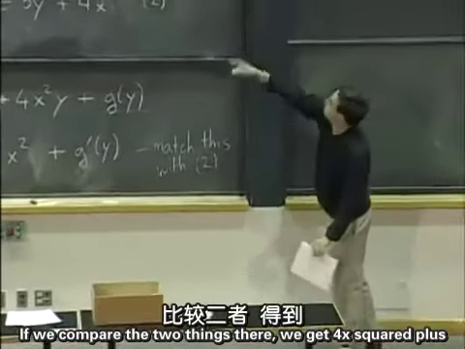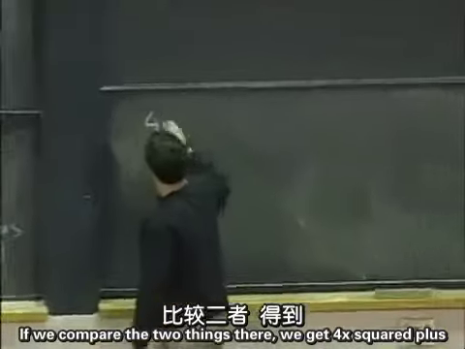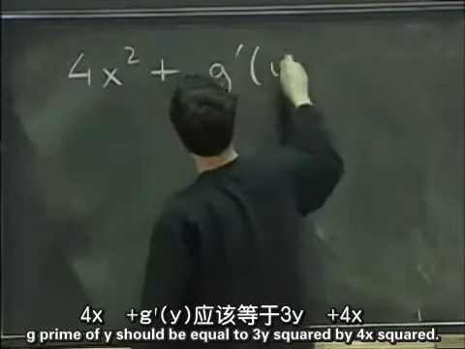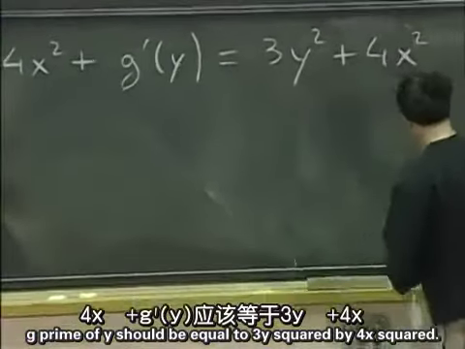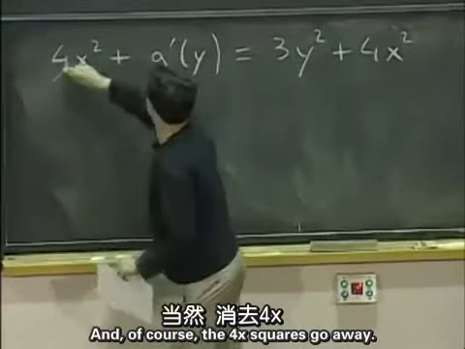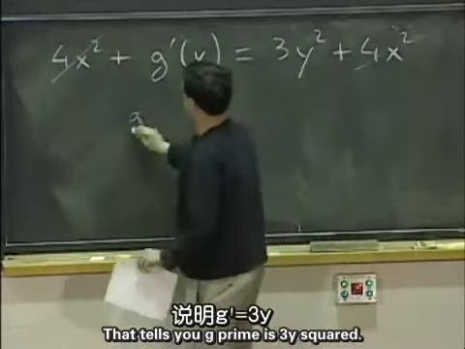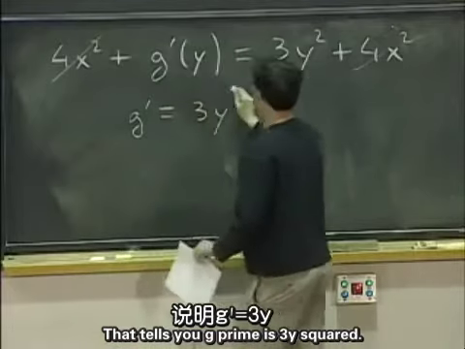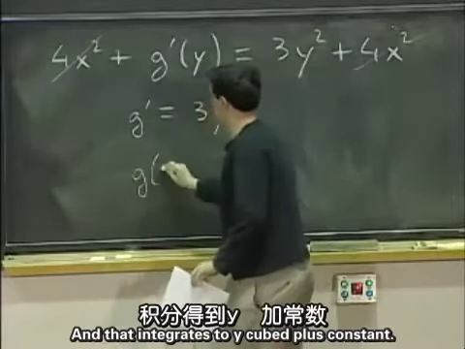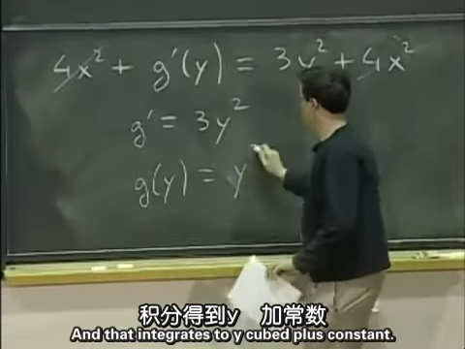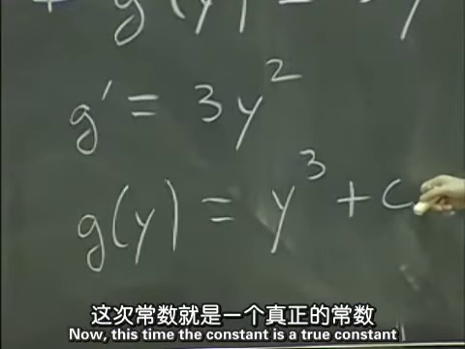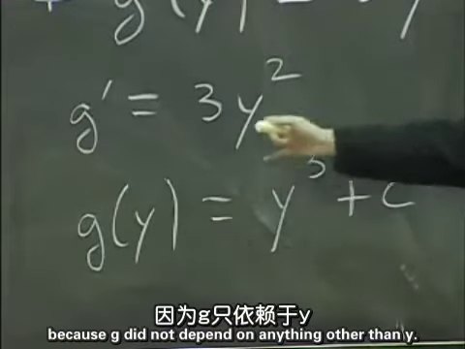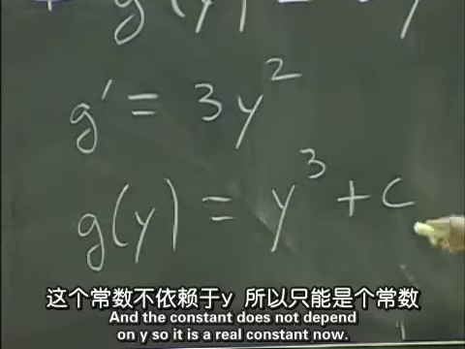Okay, so if we compare the two things there, we get 4x squared plus g prime of y should be equal to 3y squared plus 4x squared. And of course, the 4x squared go away. That tells you g prime is 3y squared, and that integrates to y cubed plus constant. Now, this time, the constant is a true constant, because g did not depend on anything other than y, and the constant does not depend on y, so it's a real constant now.